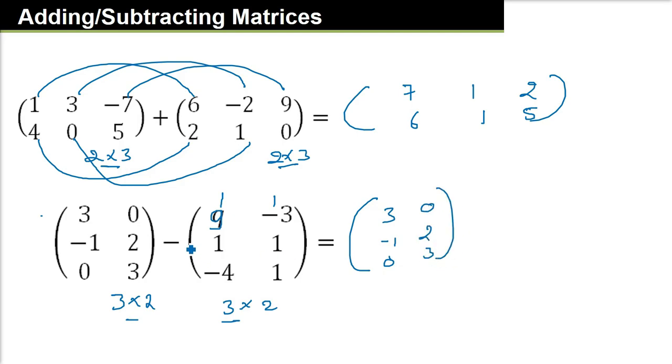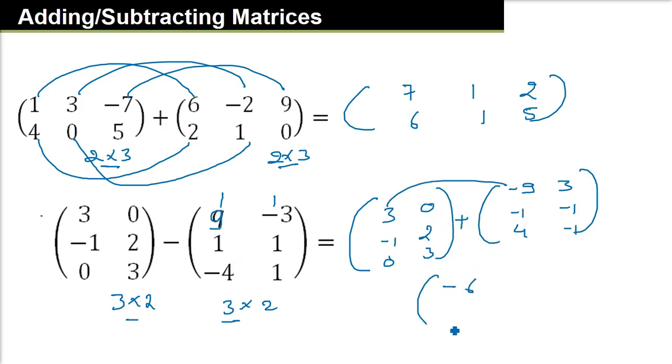Now you multiply negative 1 with the inside and make a plus. So multiplying negative 1 with each element inside, the sign will change and then you simply add. Okay. So 3 and negative 9 is minus 6. 0 and 3 add, you get 3. Negative 1 and negative 1 is negative 2. 2 and negative 1 is 1. 0 and 4 is 4. 3 and negative 1 is 2. So this is how you add and subtract matrices.